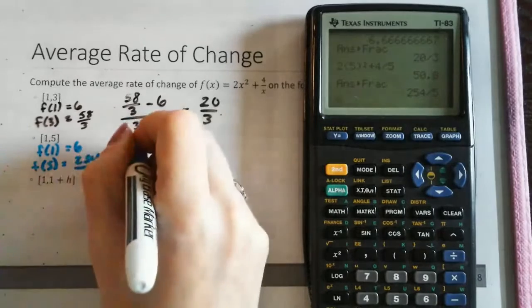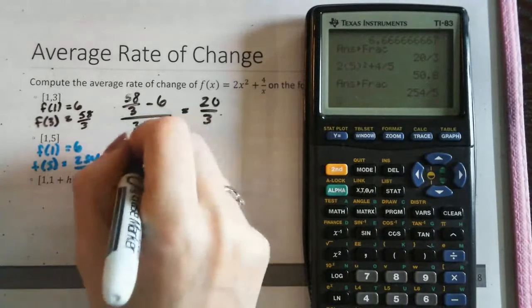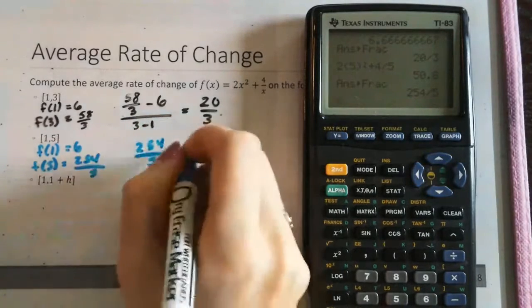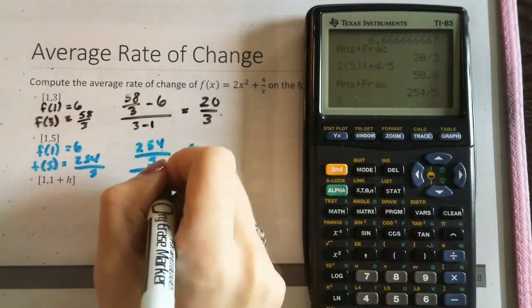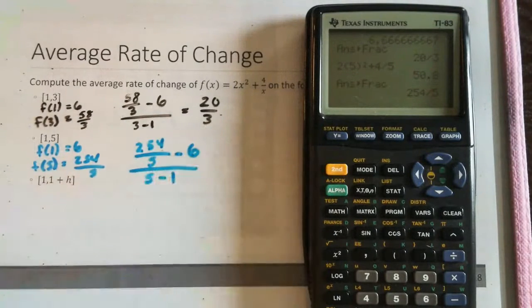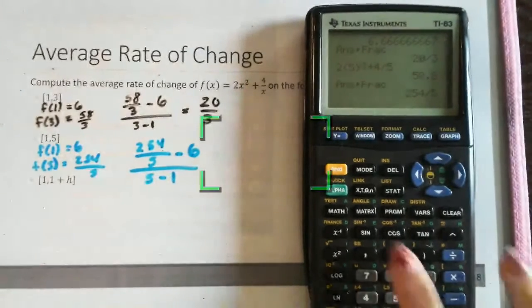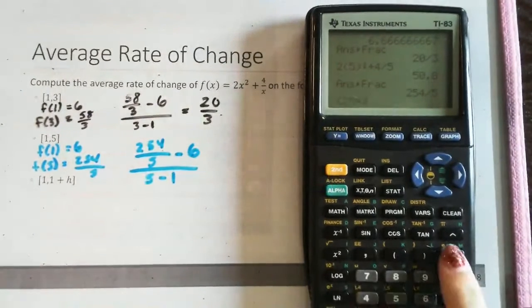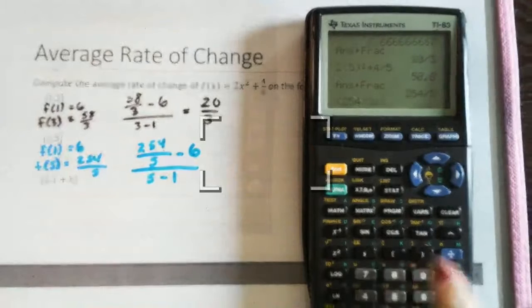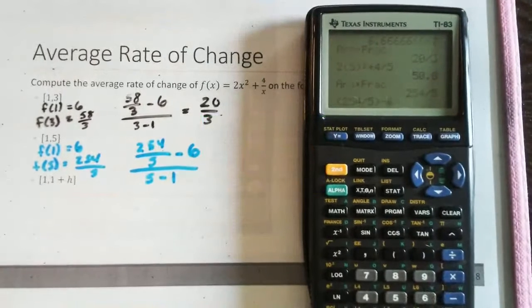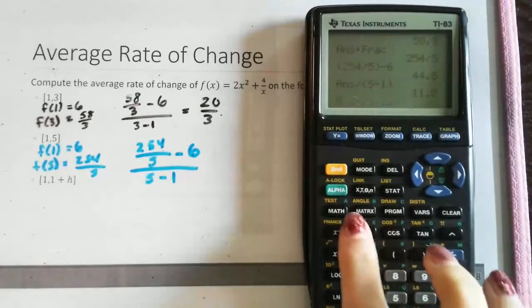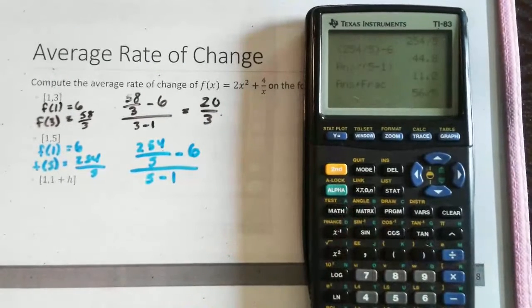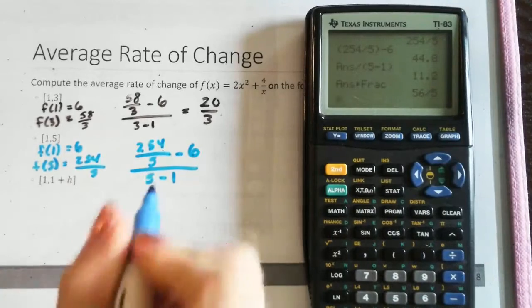To find the average rate of change, I do my y2, 254 over 5, minus my y1, 6, over my x2, 5, minus my x1, 1. So that's going to be 254 divided by 5 in parentheses, minus 6 equals, divided by, in parentheses, 5 minus 1, equals, math, enter, enter, 56 fifths.